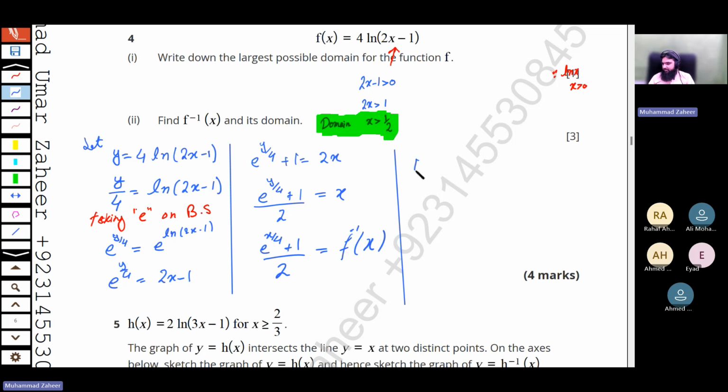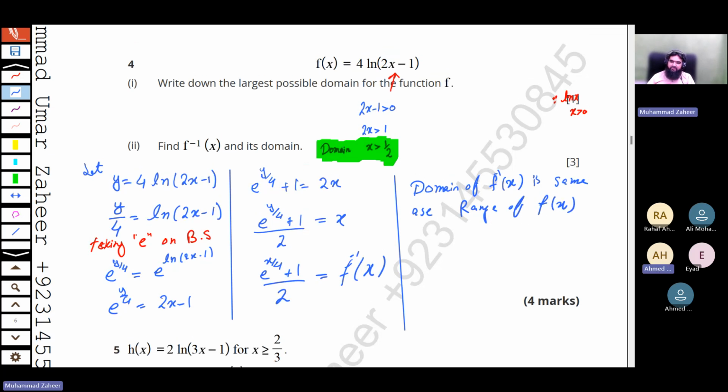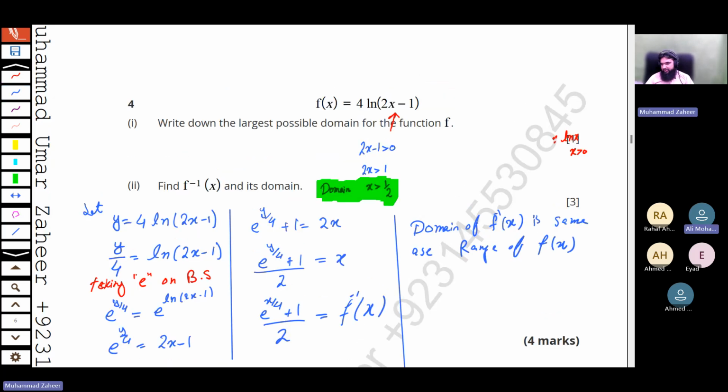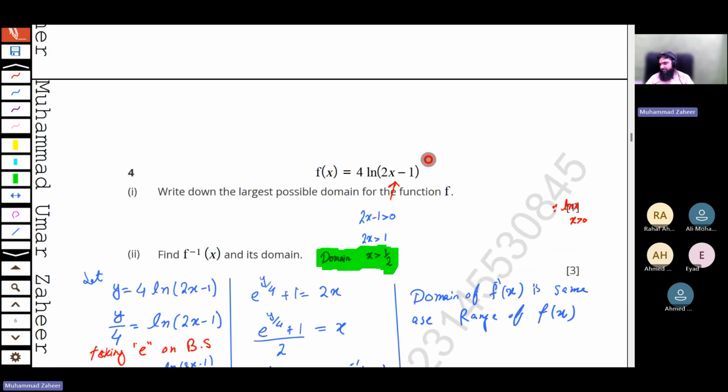Now in the next part, it says that you also have to define the domain of the inverse function. Obviously, the domain of the inverse function is the same as the range of f of x. Can anyone tell me what is the range of f of x? x greater than half? Is that the range of f of x or f inverse? The range of f of x. Or simply tell me, for example, if you have f of x equal to natural log of x, what is the range of this one?